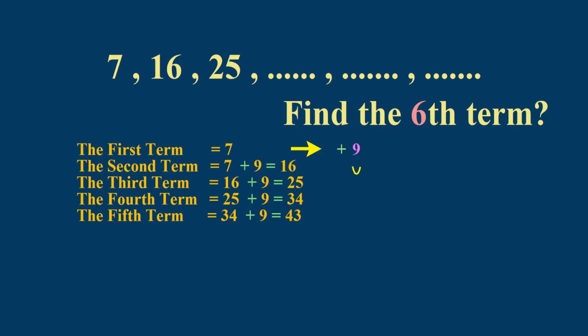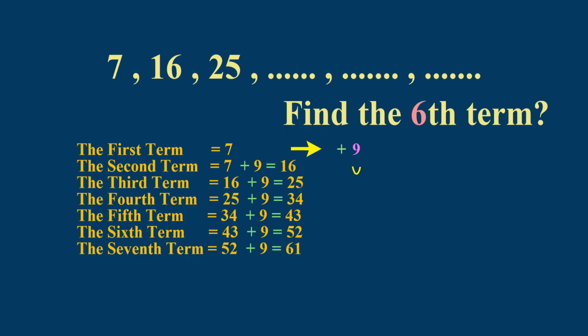By the same method, we can get the sixth term, which equals 43 plus 9, which equals 52. And the seventh term is equal to 52 plus 9, which equals 61. And in our problem, the required term is the sixth term, which equals 52. And this was the manual method solution for this problem.